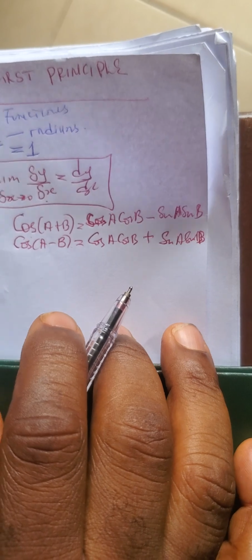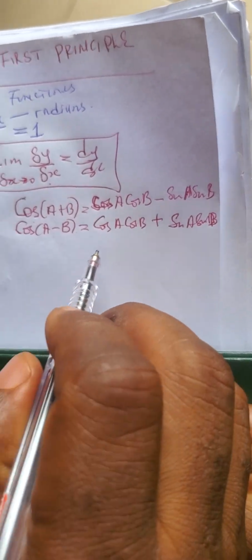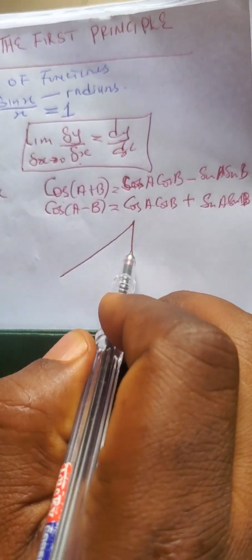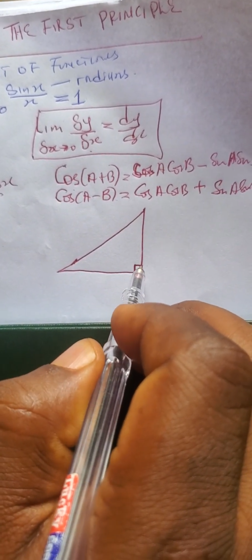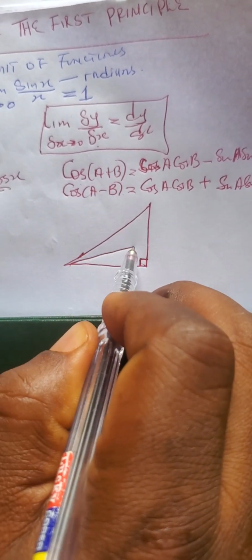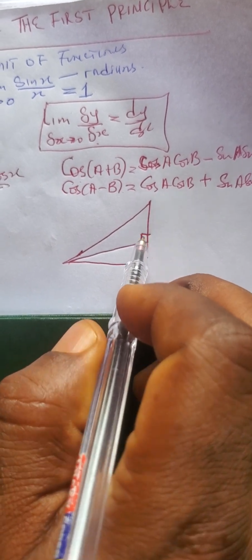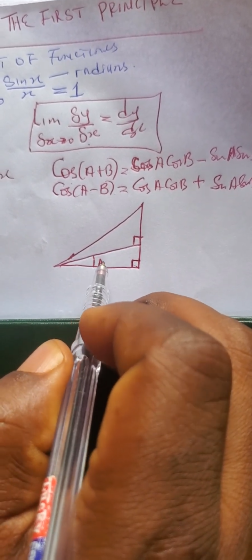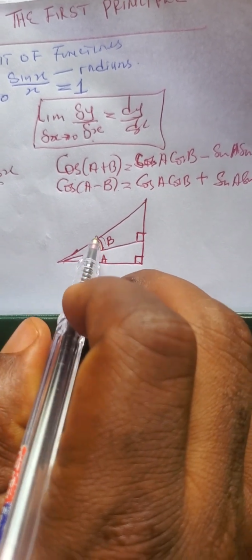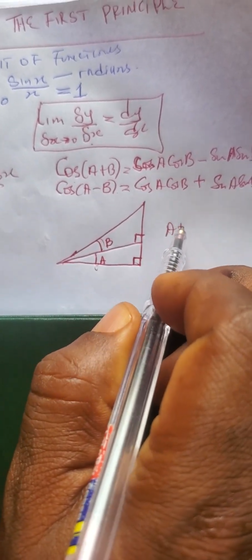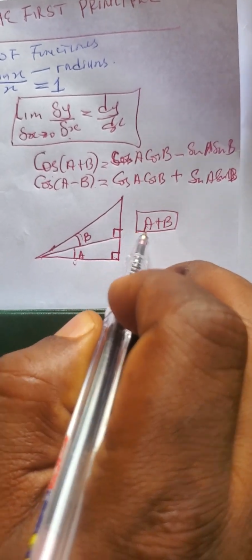The idea of this compound angle pictorially: if I have a right angle triangle, and this particular angle is 90 degrees, then I have another angle. If this angle here is a and this angle here is b, then the total angle for the whole triangle will be angle a plus b. So what we have here is a compound angle. That's the idea of what this is referring to, and this is the expression for them.